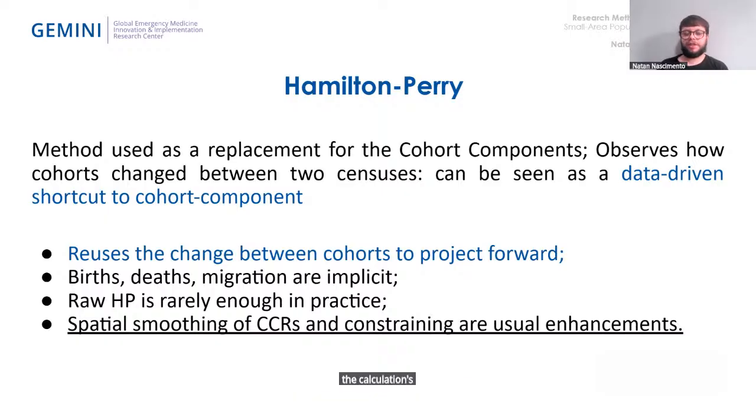These are implicit within the method. The calculation is a little bit complex, so that's why I didn't show you. But we need to have the population and then estimate the cohort change rate. So how the rates change within each subgroup, especially age and sex. And this one usually is useful for racial or class or schooling years of education projection because it does not need migration, which is the bottleneck. But it needs some enhancements. When we calculate raw Hamilton-Perry population, it's not enough in practice. We need spatial smoothing and a constraining.